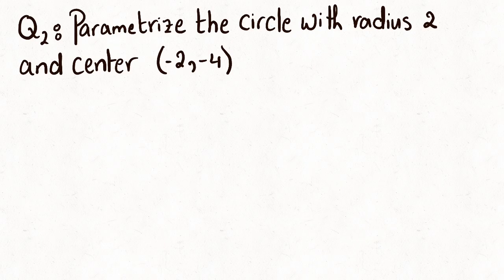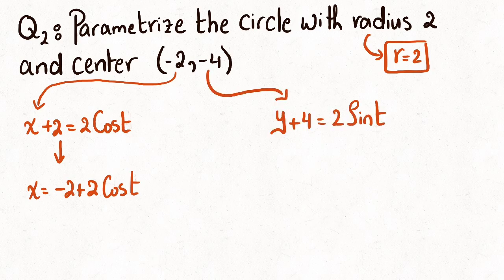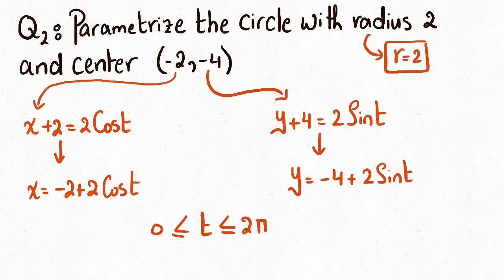Another example with different radius and different center. Now from the center I can say immediately x minus 2 equals 2 cosine t, and minus is a plus, you solve it for x, and y minus 4 equals 2 sine t, then you solve it for y.